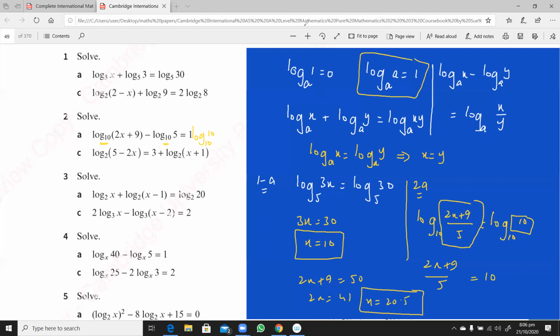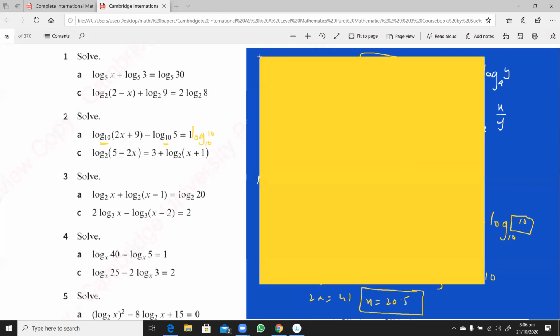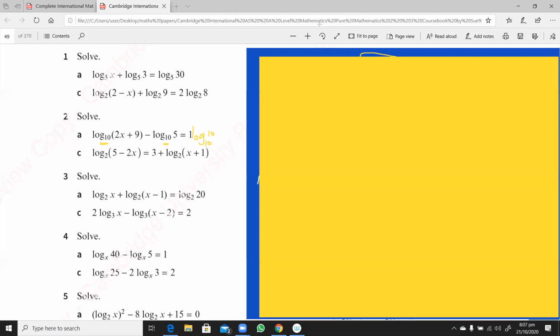Similarly, if you look at this third question, I'll be doing the c part. You have 2 log to the base 3 of x minus log to the base 3 of (x minus 2), and that is equal to 2. Before you apply the product or the quotient rule, you shouldn't be having any coefficient with these logarithmic expressions. So you need to shift this 2 onto the power.